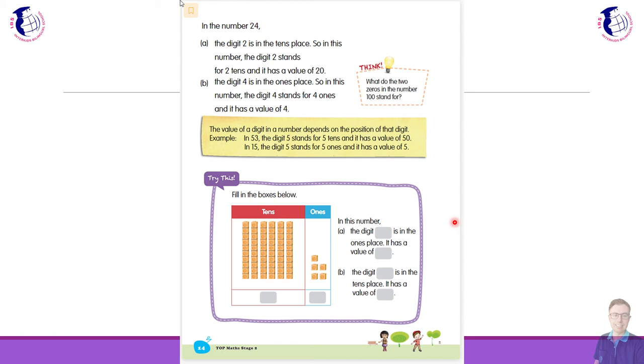In the number 24, the digit 2 is in the tens place. So in this number, the digit 2 stands for 2 10s and has a value of 20. The digit 4 is in the ones place. So in this number, the digit 4 stands for 4 ones and has a value of 4.